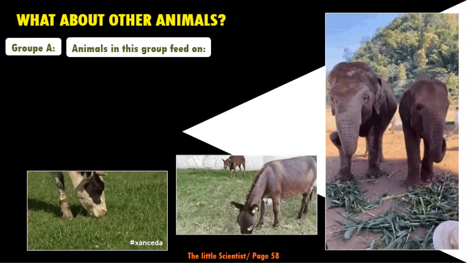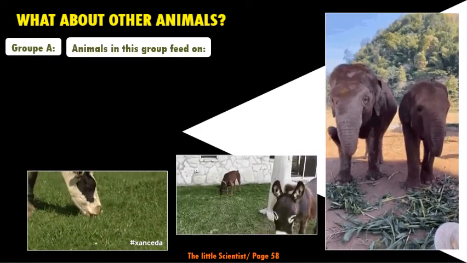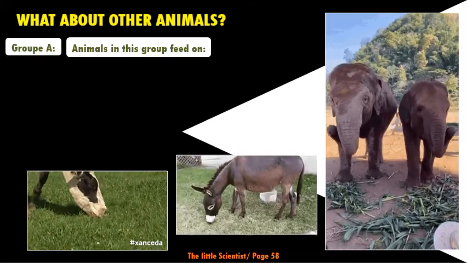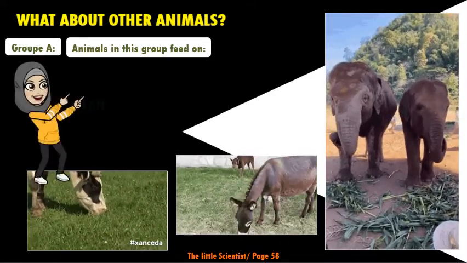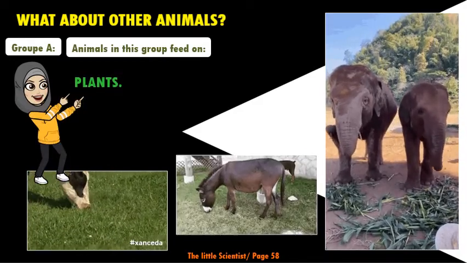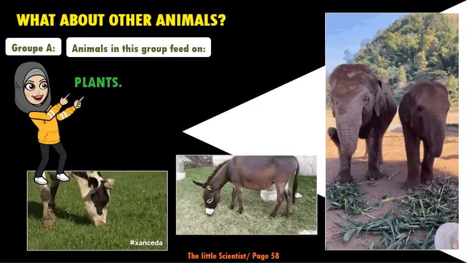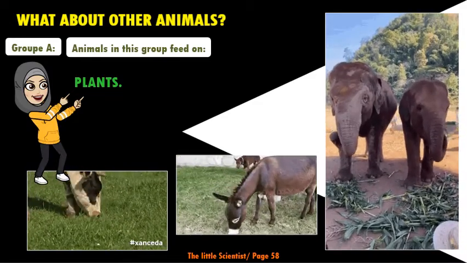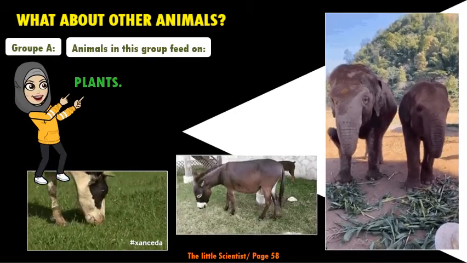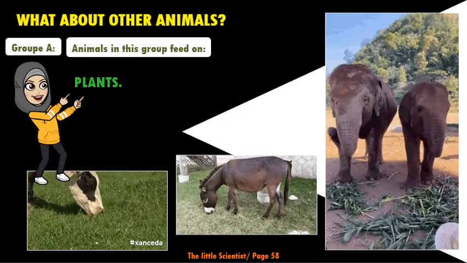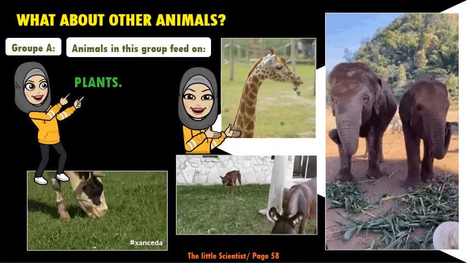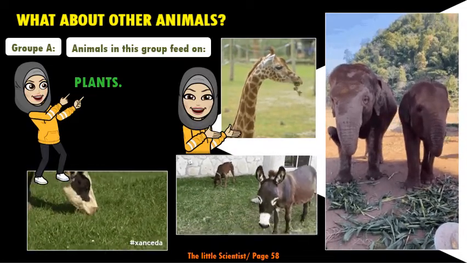The cow is consuming grass. The donkey is feeding on grass too. Elephants are eating leaves. So, all of these animals are eating plants. What are other examples of animals that eat plants? Can you guess some? Rabbits, that's right. Rhinoceros, good job. Zebras, giraffe. Let me add this example. Giraffes also feed on plants.